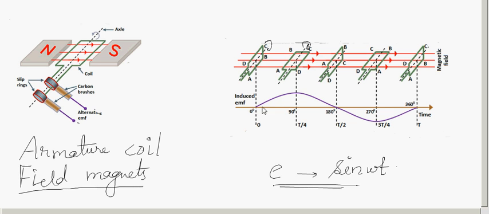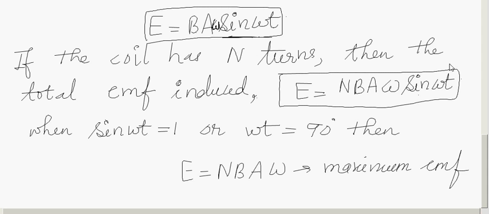In the coming class, I will explain about these different positions of the coil with respect to the magnetic field and how you get the sinusoidally varying EMF. Now in this session we have seen mathematically the induced EMF calculation.